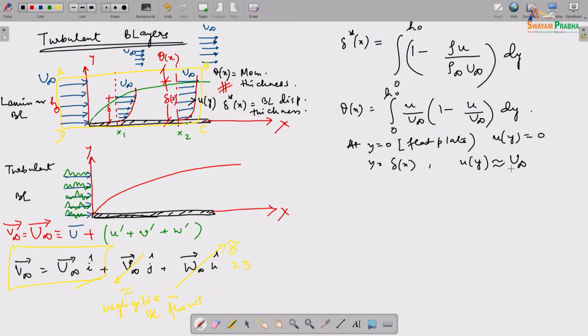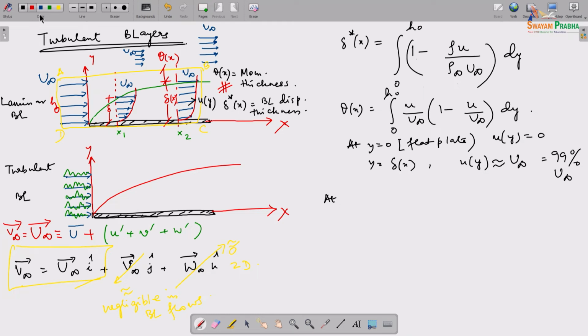Typically we say that this is about 99% of the free stream. So, you have almost reached it. This is how we typically write it. Now, in the turbulent case, also the same thing. Here is the way it changes now.